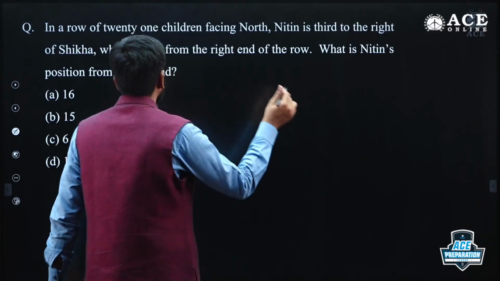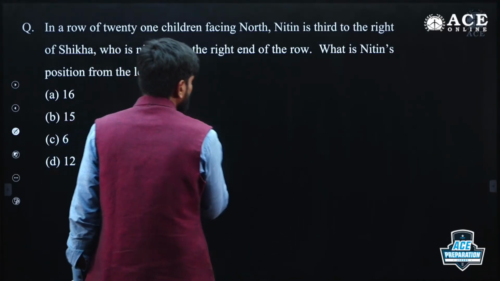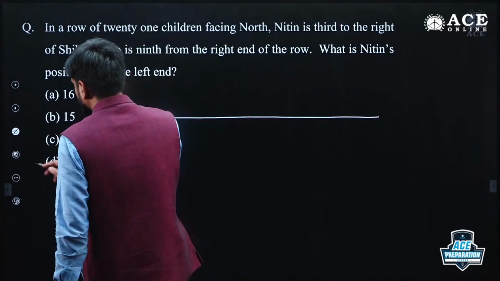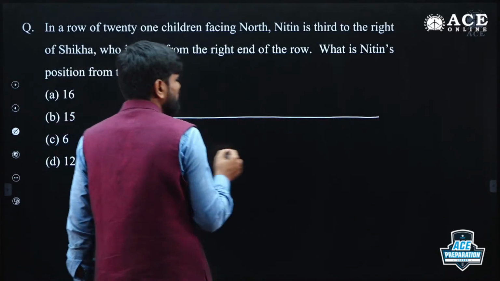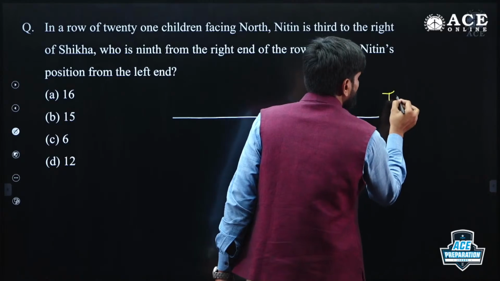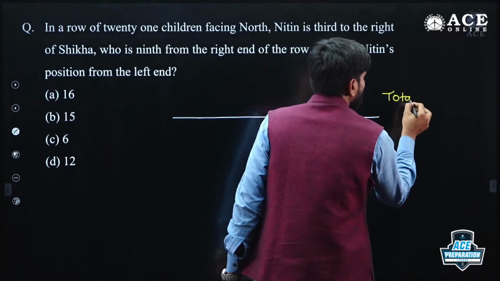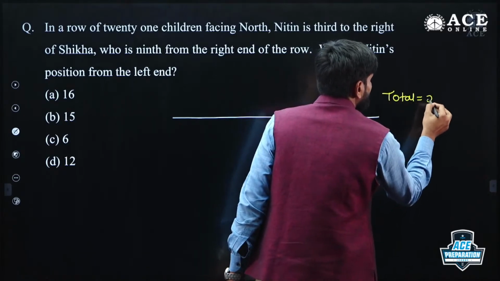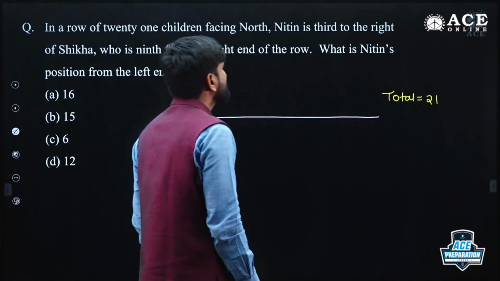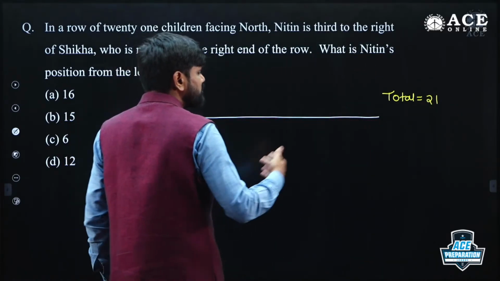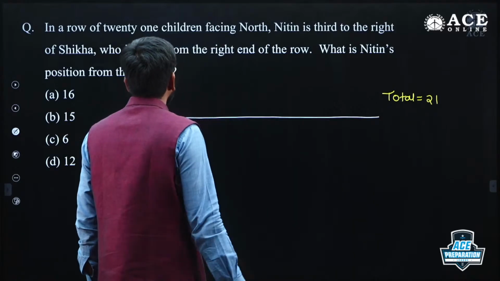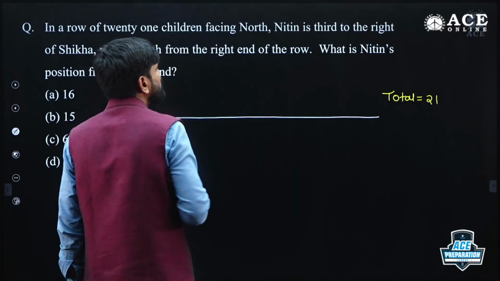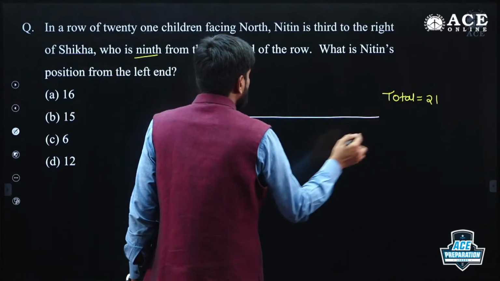Right. So, in a row of 21 children facing north, there are a total of 21. Out of these 21 children facing north, Nitin is third to the right of Shikha, who is ninth from the right end of the row. From the right end, Shikha is ninth.